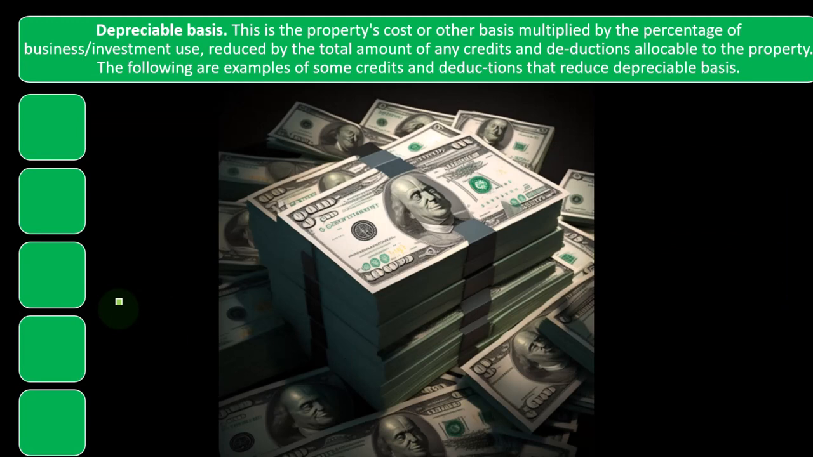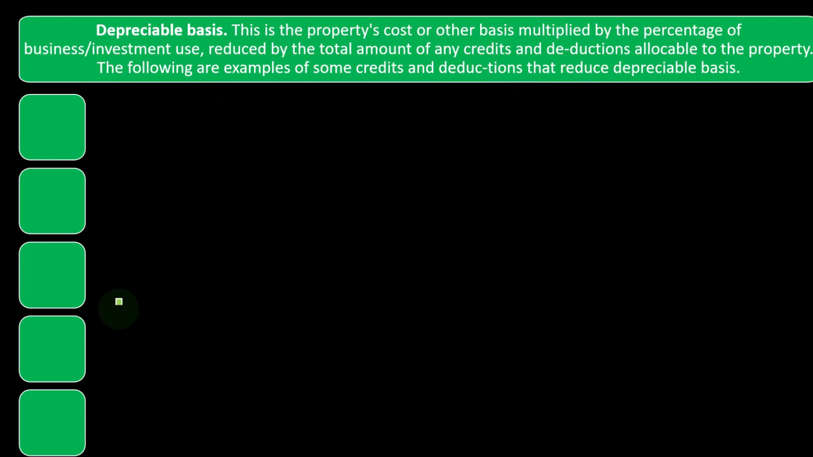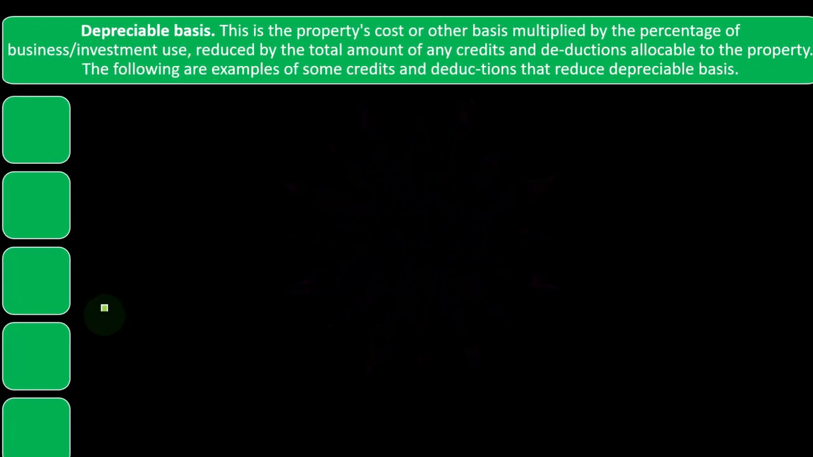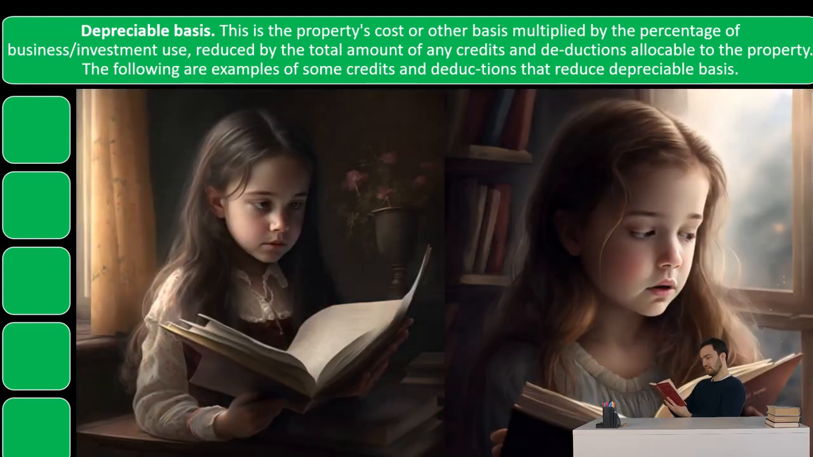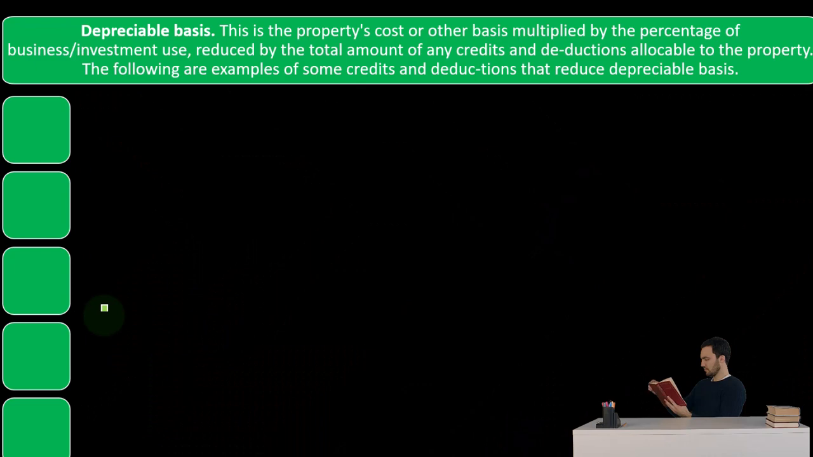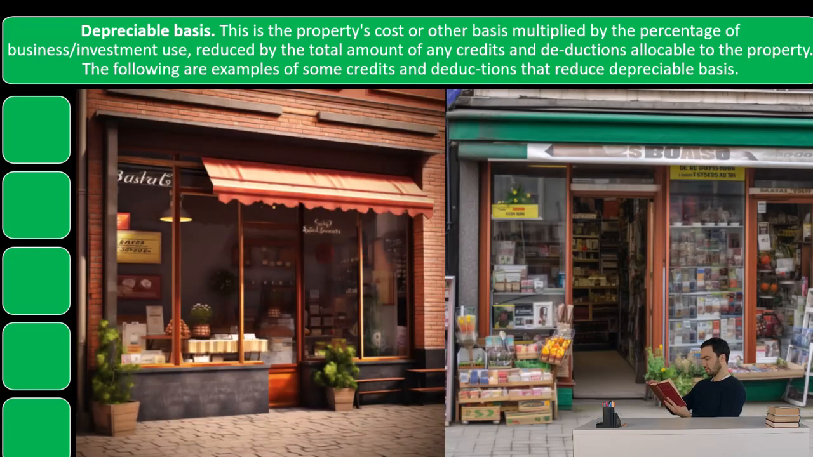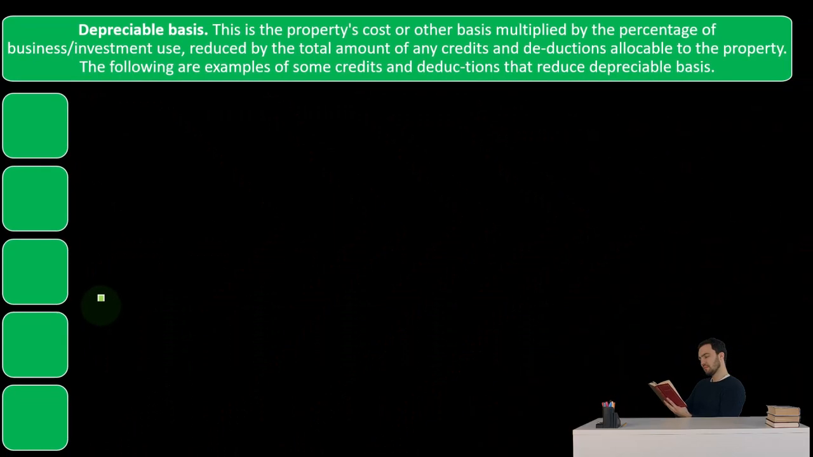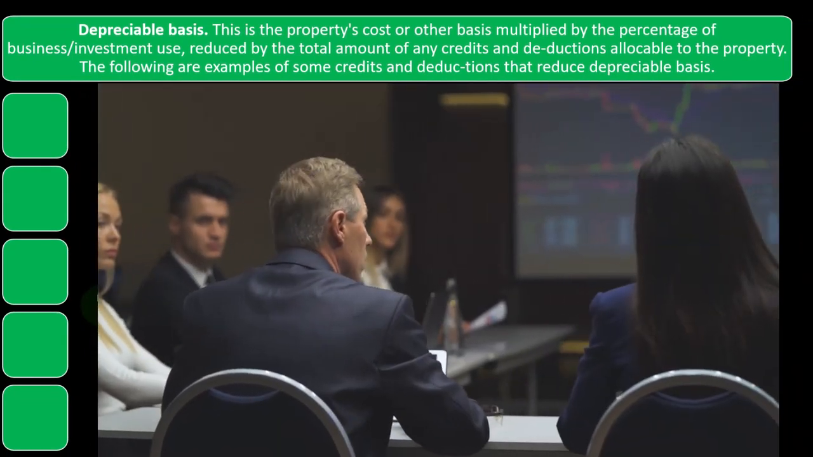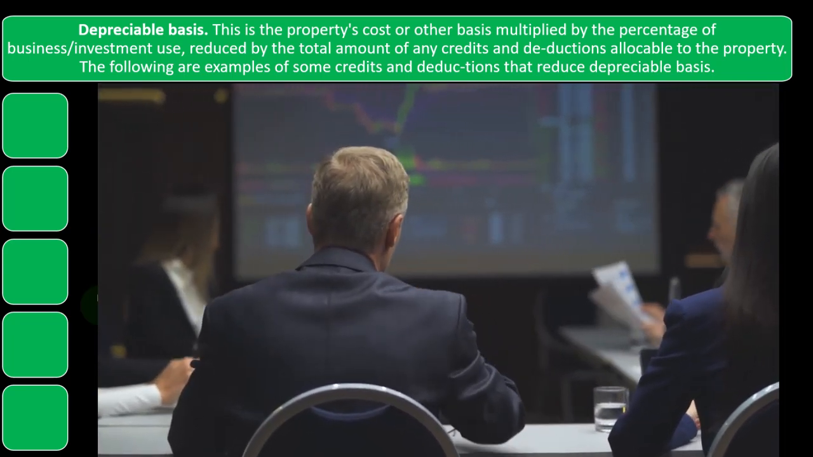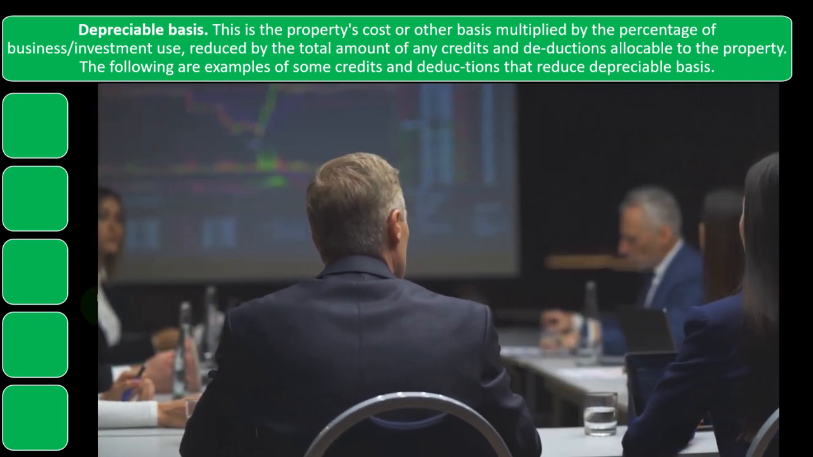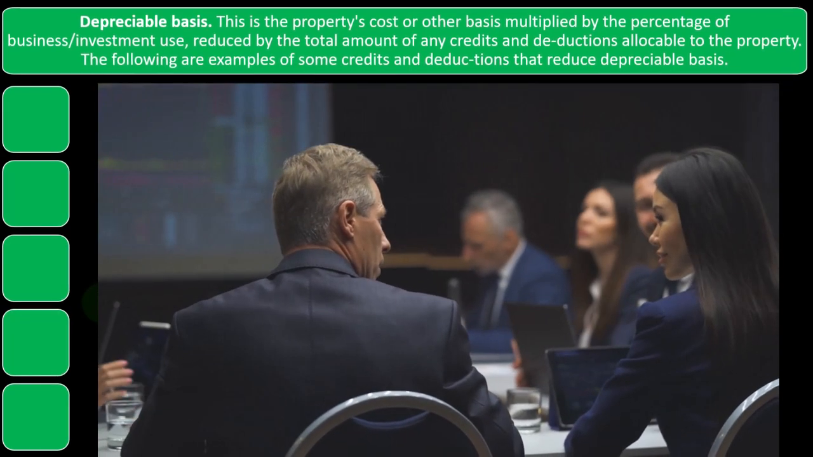Depreciable basis. Now we're talking about the depreciable basis, kind of like the adjusted cost, right? This is the property's cost or other basis multiplied by the percentage of business investment use. So the cost of whatever you're putting in place, you're not expensing it, you're putting it on the books as an asset to be depreciated, but now you want to apply the special depreciation. If you had partial personal use versus business use, you would have to multiply it by the percent of business use to adjust the basis to whatever is business. In other words, if it was 80% business use, you would multiply by 80% to get the basis, right? The basis is also reduced by the total amount of any credits and deductions allocable to the property.